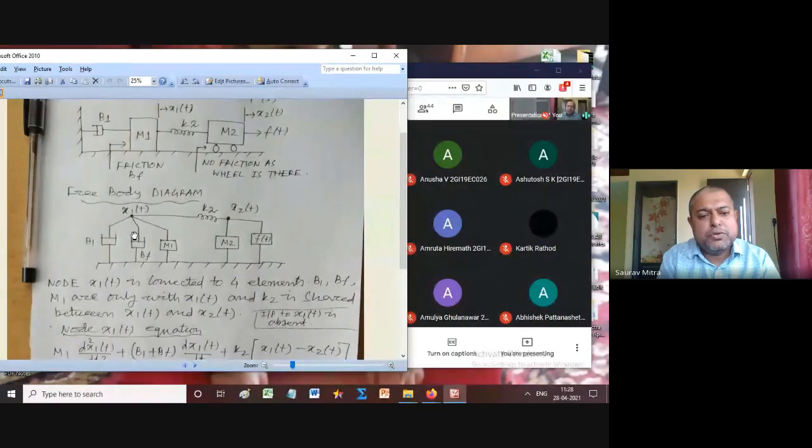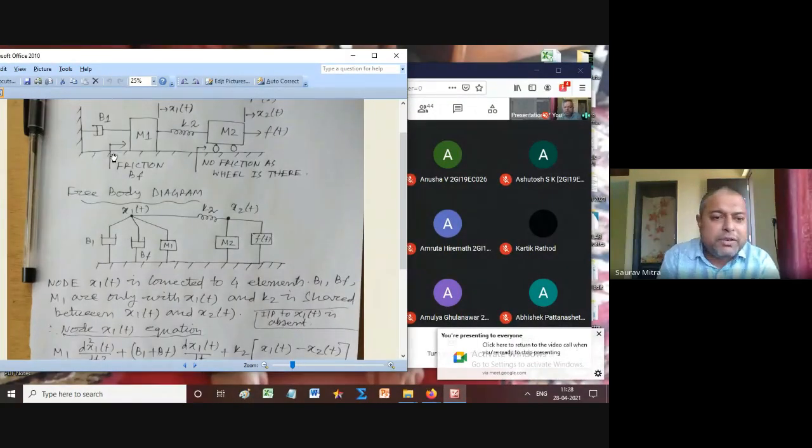So that BF I have shown here. There are three components. Two are visible, B1 and M1 are clearly visible. BF is not visible, but BF is there because there is no wall. So you have to assume this BF to be here. This is your expertise, and that's why this numerical is here.